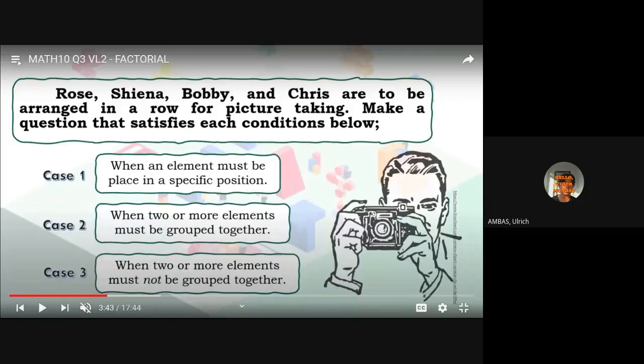Ano, ma'am? Rose, Sheena, and Chris seated together in a row. They wanted to be seated together in a row. So, pwede yun. Or Sheena, Bobby, and Chris want to be seated together. Oh, kabaliktaran nun, yun yung case number 3. Ano naman yun sa case number 3? Let's make it realistic. Kunwari, dalawa sa kanila, yung ayaw magkatabi. Oh, you make it as a statement, Torres.